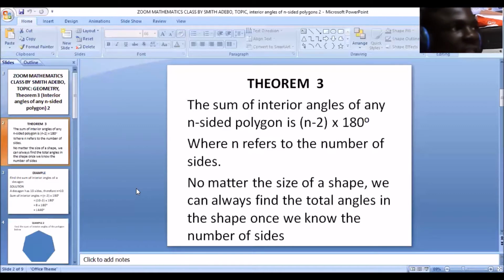I want you to take note, sum of interior angles. Interior has to do with the angles inside this plane shape. The angles that are embedded in this particular plane shape are referred to as the sum of interior angles. And like I said, no matter the size of a shape, we can always find the total angles in the shape once we know the number of sides, be it 20 sides or 40 sides. In as much as you can determine the number of sides, you can find the sum of interior angles inside.